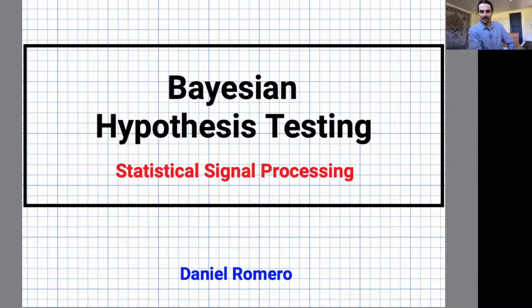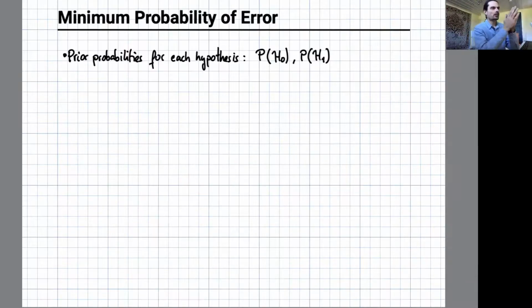Good day. This is a small addendum where we will touch upon some of the core concepts in Bayesian hypothesis testing. Let us start by recalling the fundamental difference between classical estimation theory and Bayesian estimation theory.